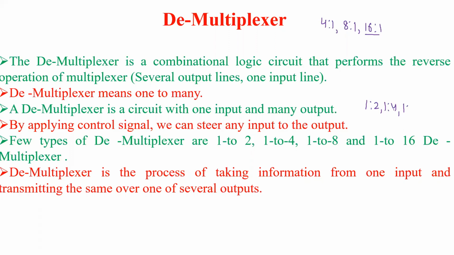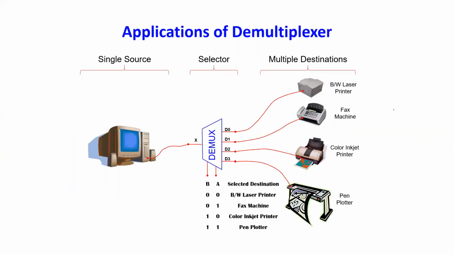Demultiplexer, basically we can say, is the process of taking information from one input and transmitting the same over one of the several outputs. So what you are actually doing is, you have the input and you are routing it to the particular output with the help of selection lines. So this is what you are actually doing.